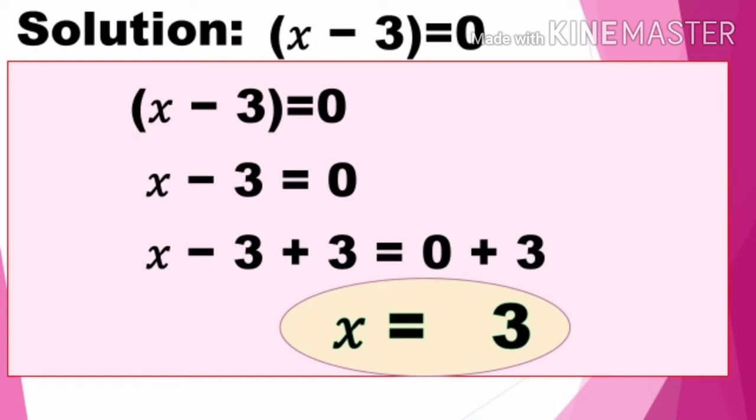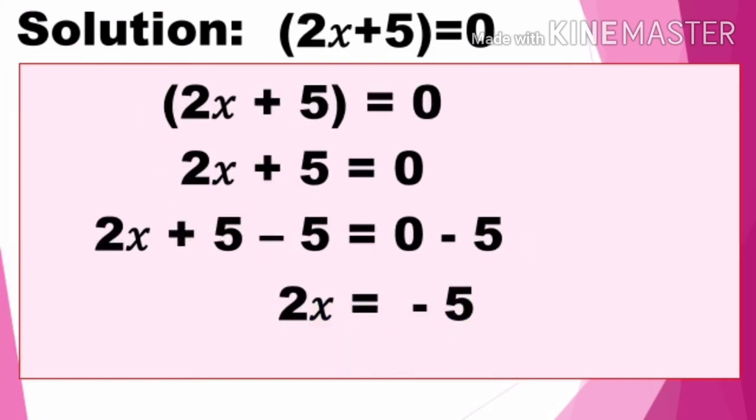We have the first one, x minus 3 equal to 0. Now we remove the quantity sign. To solve for x, we are going to eliminate negative 3. To eliminate negative 3, we add positive 3 to both sides. This is what we call the addition property of equality. If you add 3 to the left side, you also add 3 to the right side. Now we simplify: x minus 3 plus 3 is x, and 0 plus 3 equals 3. Therefore, the answer is x equals 3.